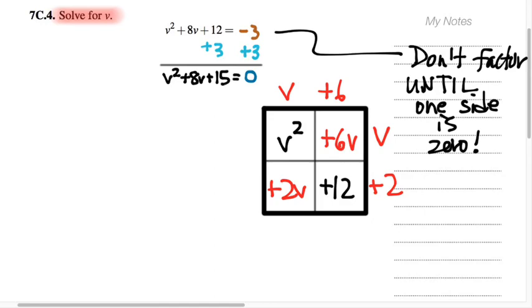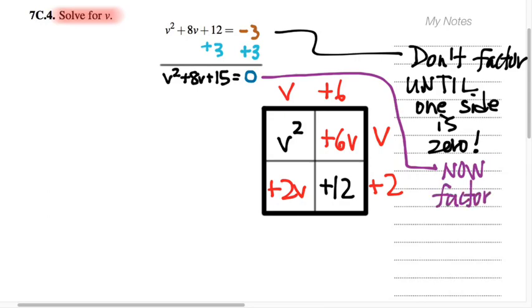And so now that I have a 0 on this right-hand side, now it's a good time to factor. So now, a 0 on this side means now is a good idea to factor. Because now how does my factorization change based on the fact that now I have plus 15 here instead of plus 12? What's the pair of numbers that I need now? Not 6 and 2 anymore. Instead, what? Pair of numbers which multiply together to give me 15 and add together to give me 8? 3 and 5.